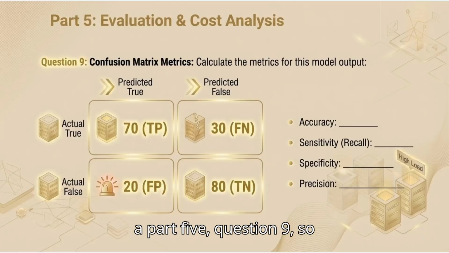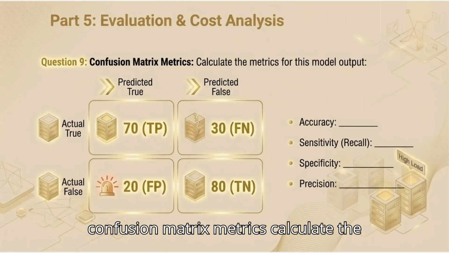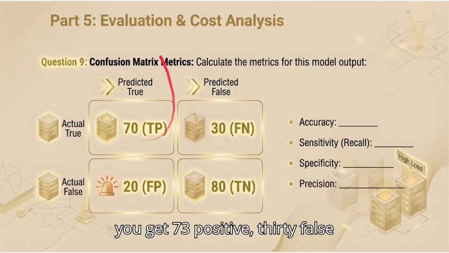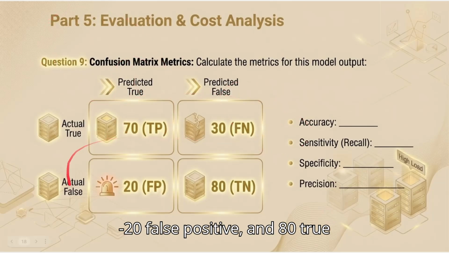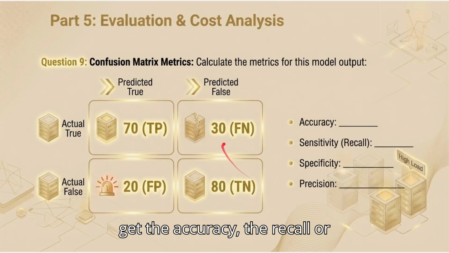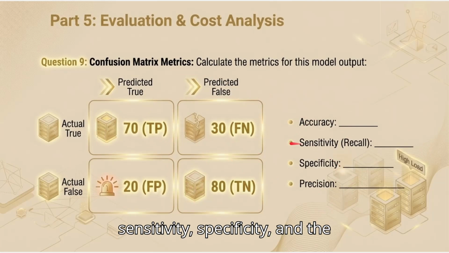Now, we're at part 5, question 9. Confusion matrix metrics. Calculate the metrics for this model output. So you got 70 true positives, 30 false negatives, 20 false positives, and 80 true negatives. Get the accuracy, the recall or sensitivity, specificity, and the precision.